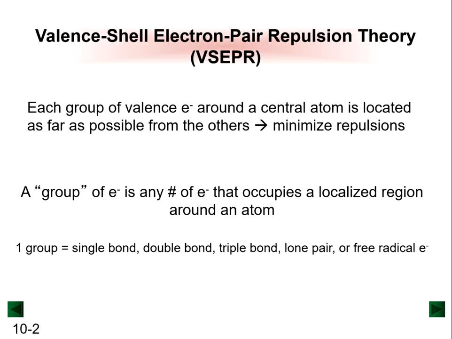VSEPR is used to predict three-dimensional structures of molecules based on the principle that each group of valence electrons around a central atom is located as far as possible from the other electron groups in order to minimize repulsions. A group of electrons is either a single bond, a double bond, a triple bond, a lone pair of electrons, or a free radical electron.